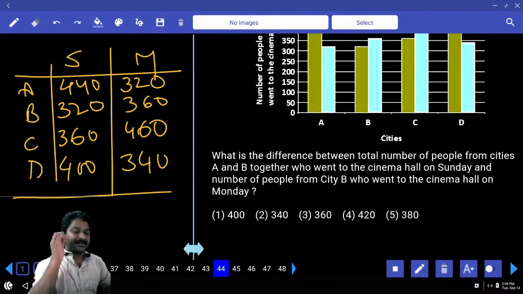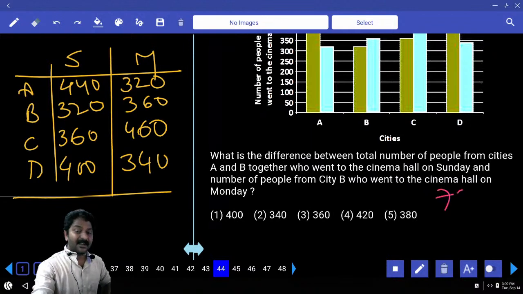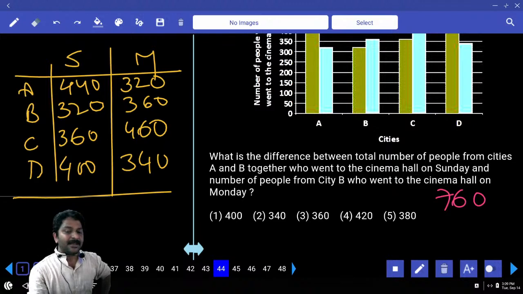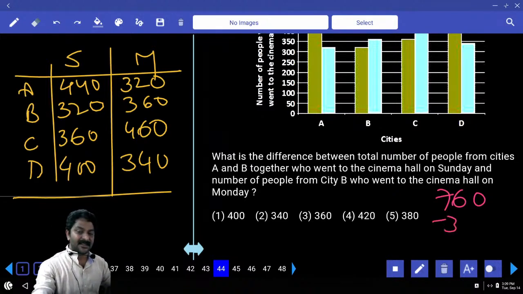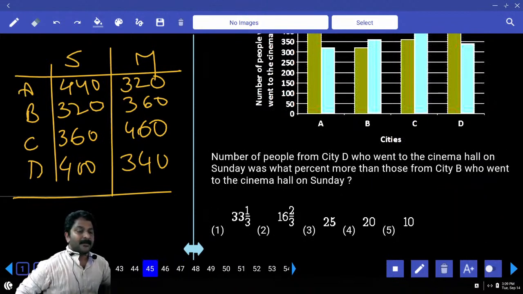So now, what is the difference between total number of people from cities A, B together who went to cinema hall on Sunday? Sunday, A, B together, 440, 320, 760, and you are asked to calculate difference. This number and there is another number. City B who went to cinema hall on Monday, which is 360. Difference 400, first option.